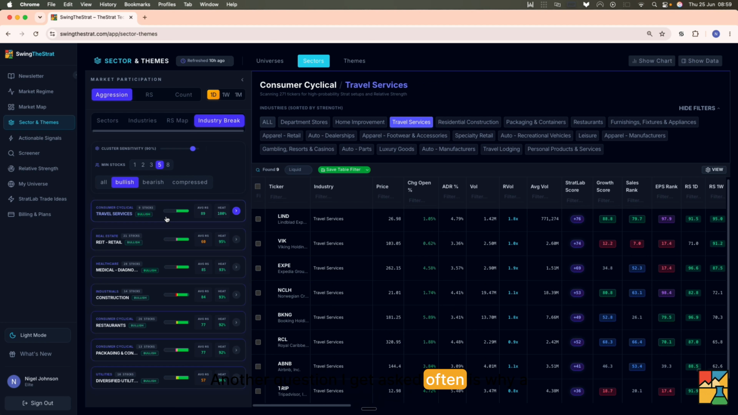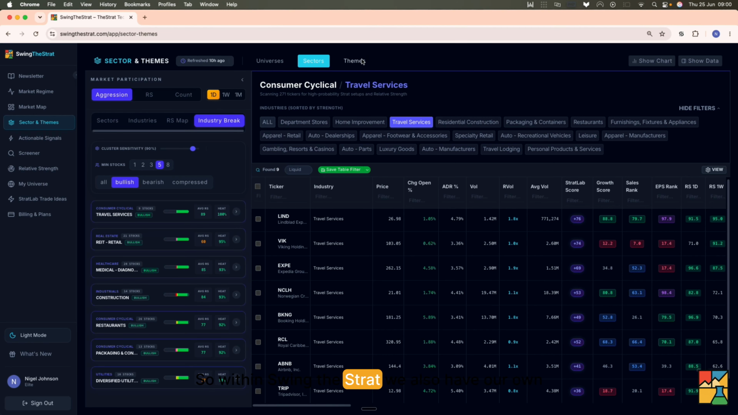Another question I get asked often is why a particular ticker is in a particular industry. So there's a regulatory body called GICS, the Global Industry Classification Standard, and in their wisdom, they decide to put tickers into particular industries. While this generally works well broadly, there are instances where we are going to need certain specific tickers within specific themes.